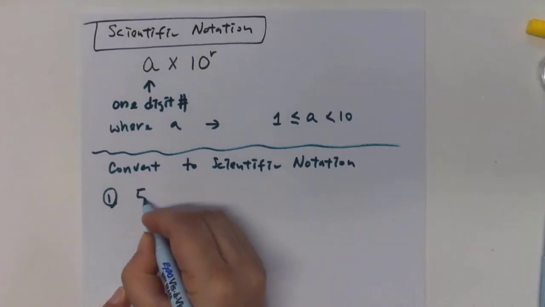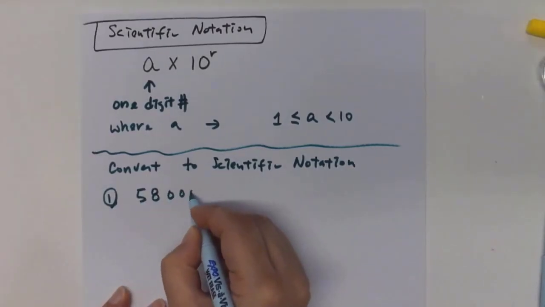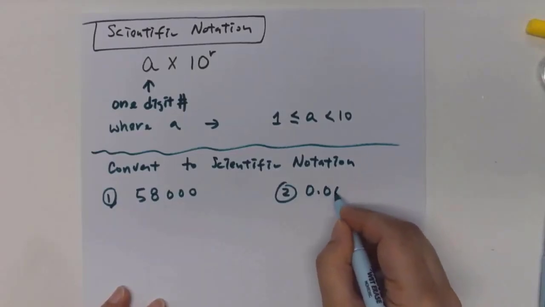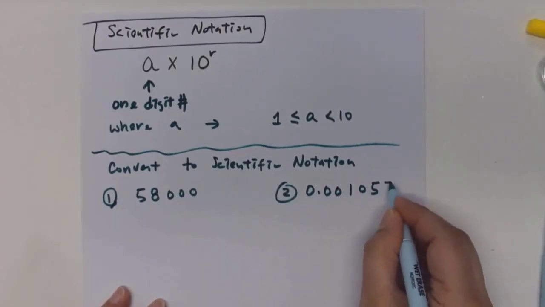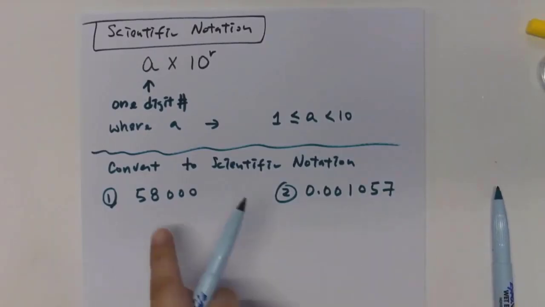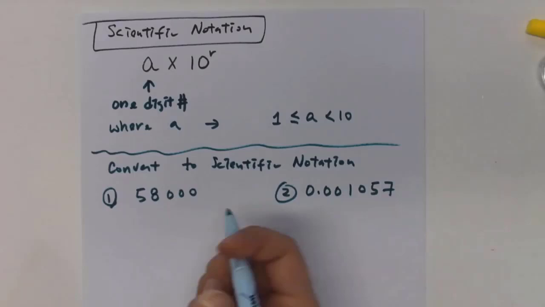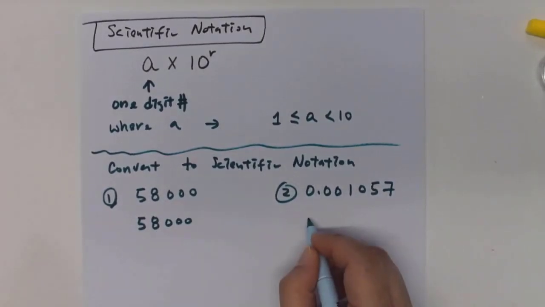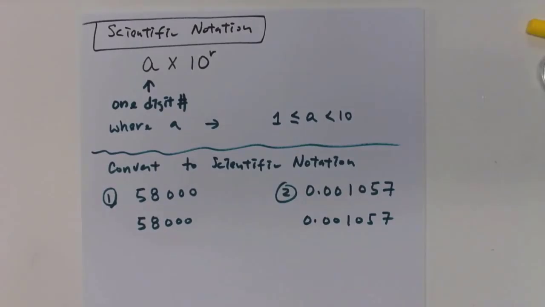Let's do 58000, and the second one would be 0.001057. Always, I want you to rewrite the question first, right? Don't do stuff on the question, so I can see what the original question is. How do I change them to scientific notation? I need to move the decimal between 5 and 8.